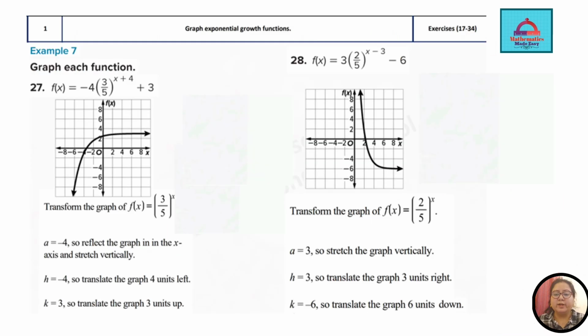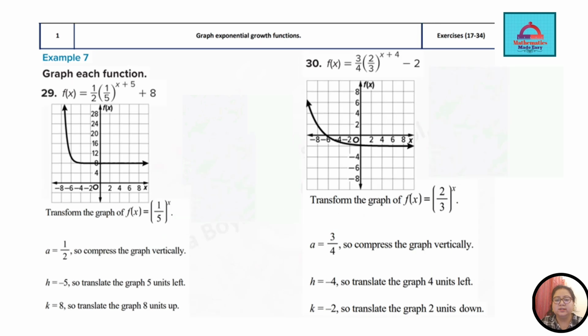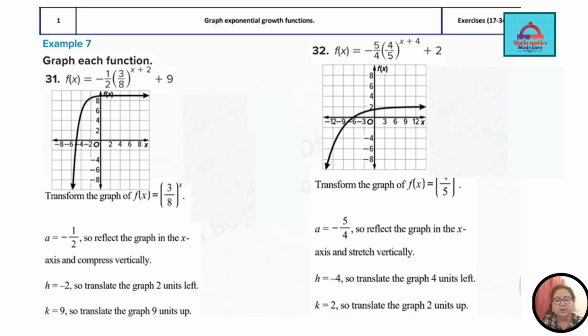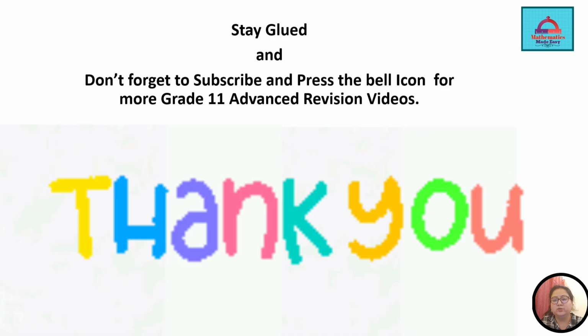So now I will provide you the correct answers. You can check with this answer key for question 27, 28. These are the final answers along with the graph. And these are the final answers for question 29, 30, followed by question 31 and 33. So this is all in learning objective number 1, graph exponential growth functions.